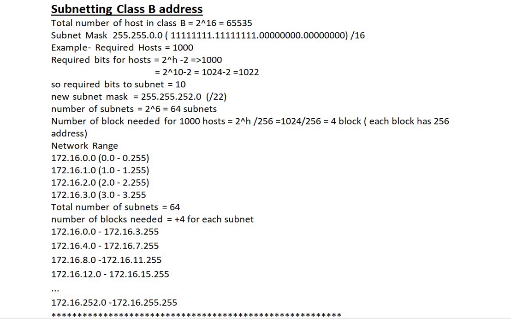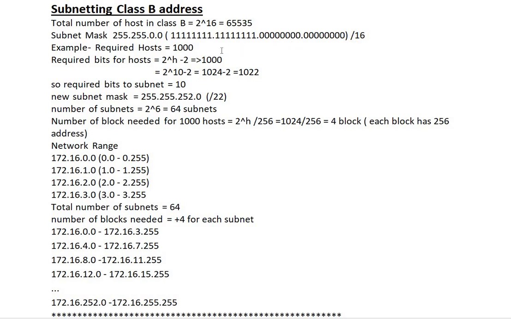But if we need more hosts than 254, we can go to the Class B address. In Class B, the total number of hosts is basically 65,535, and as you know, the subnet mask for a Class B address is 255.255.0.0. The two octets of 255 mean 16 bits for the network address, and the two octets of 0 mean 16 zeros for the host. If we convert this subnet mask to binary, it looks like this: 16 ones and 16 zeros. The zeros represent the host portion in this address. We can also write it as /16 in slash notation.